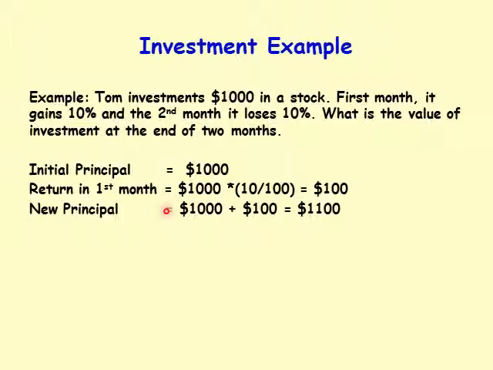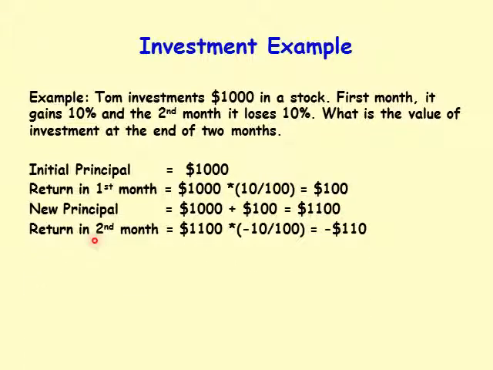The new principal going into the second month is the first principal $1,000 plus this interest, which is $1,100, just like the compound interest example. The return in the second month is negative 10%, a loss: minus 10 divided by 100. 10% is minus 10 divided by 100, and negative is a loss. So 1100 times negative 10 divided by 100 is negative $110. The final principal, which is the final value: the initial principal was 1000, the value at the end of the first month was 1100, and we lost $110. So 1100 minus 110 is $990.